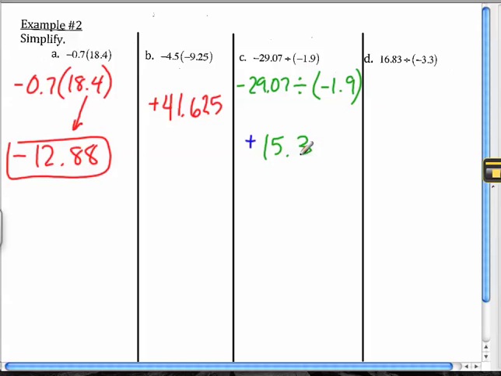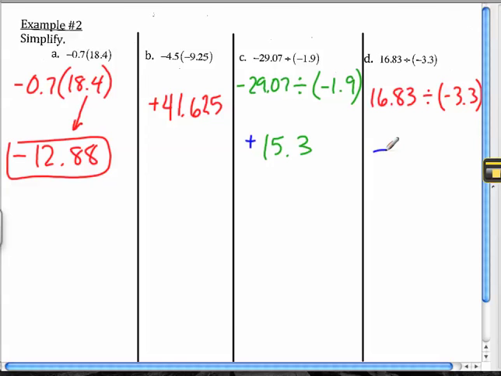All right. And then our last one here, it says 16.83 divided by negative 3.3. All right. Good. Nico, when I divide a positive by a negative, what's the sign of my answer? Positive by negative. Yes. A negative. Great.